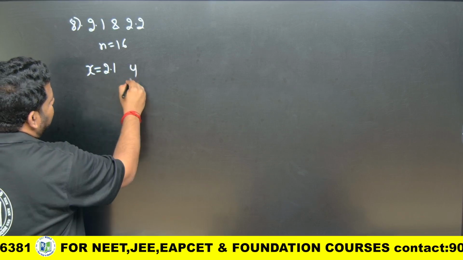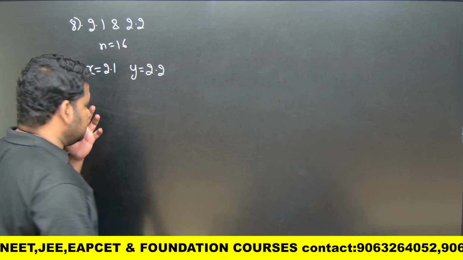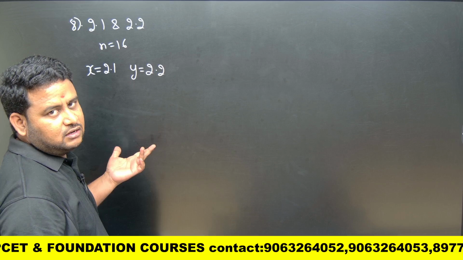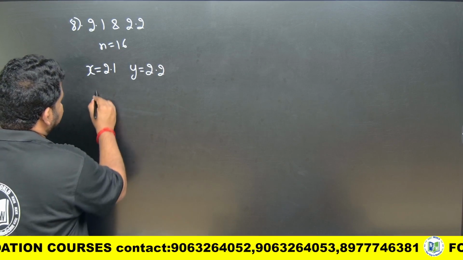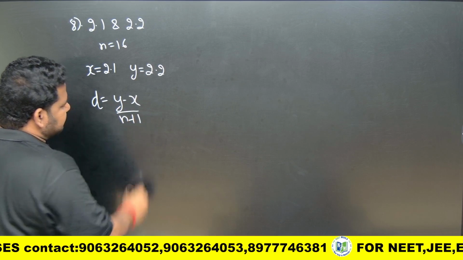Y is equal to 2.2. You can convert this directly into fractions and solve it, that is also possible, but let us keep it in decimal and try. Now d will be equal to y minus x by n plus 1.